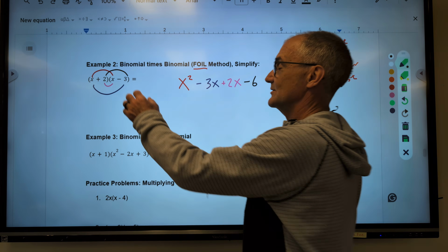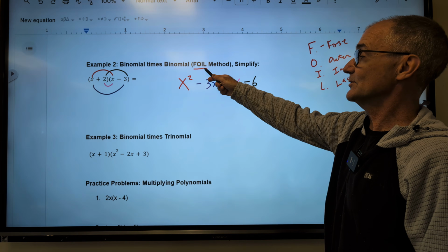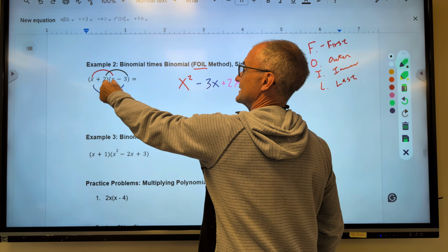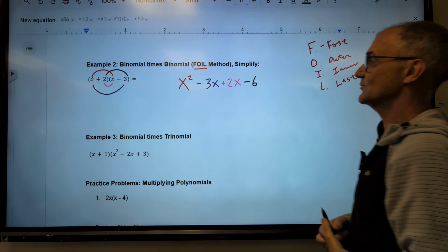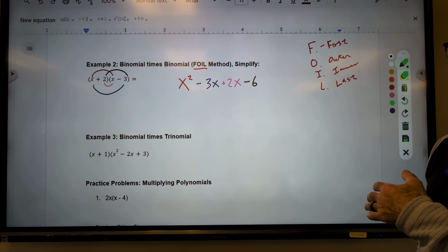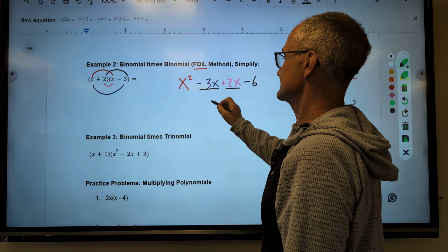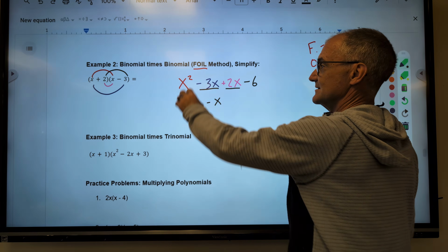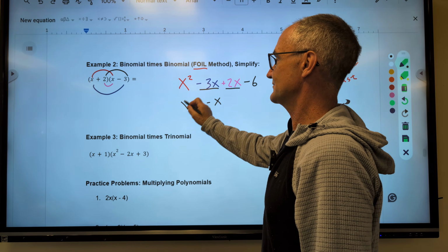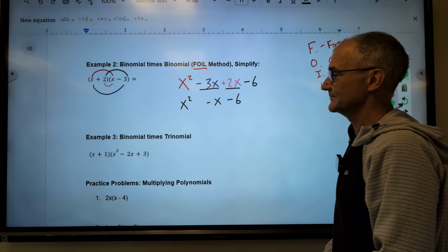So first thing I've done, multiplying a binomial by a binomial, is I use the FOIL method. I multiplied my first terms, my outer terms, my inner terms, and my last terms. Gave me those 4 terms there. Now that I have those 4 terms, I combine similar terms. -3x plus 2x is -1x. This is different than that. They are different terms. They cannot be combined. So my final answer is x squared minus x minus 6.